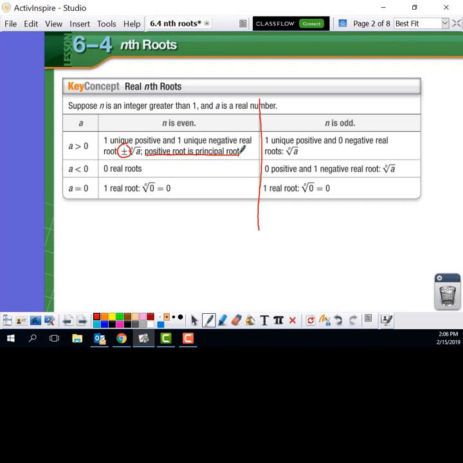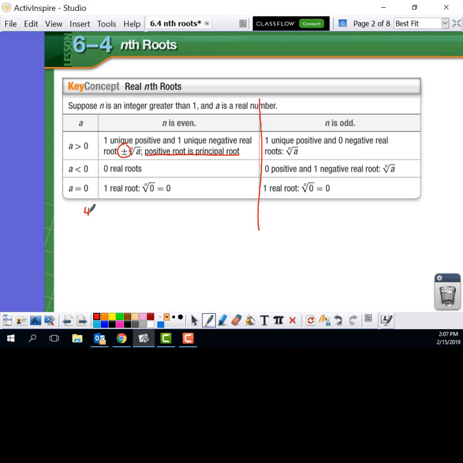That's if you're taking the root of a number greater than 0. If you are taking the nth root of a number less than 0, you're going to have 0 real roots because you can't take the even root of a negative number. Okay, let me show you some examples of what that means.